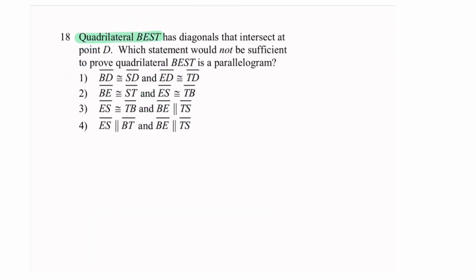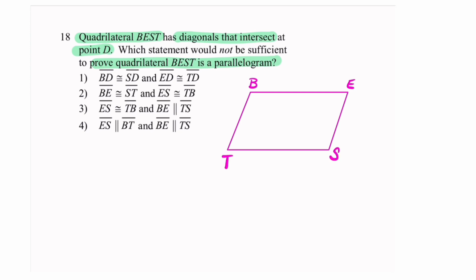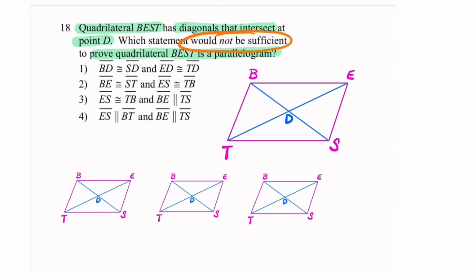Number 18 says quadrilateral BEST has diagonals that intersect at D, and which statement would not be sufficient to prove that it's a parallelogram? So let's imagine what it looks like as a parallelogram, BEST, and its diagonals are drawn in here. And because we have 4 choices, we'll make 4 pictures here to use. So which one would not be sufficient? We're going to really look at this visually.